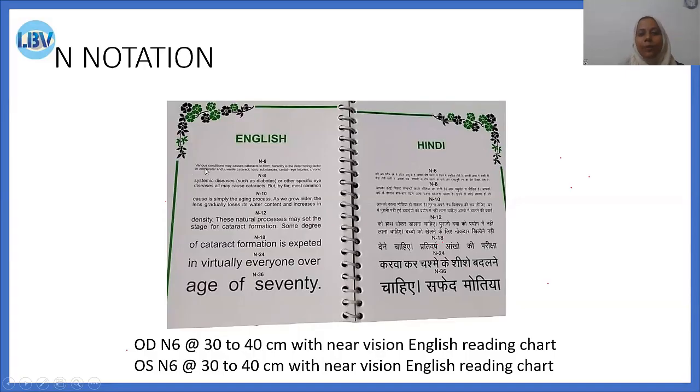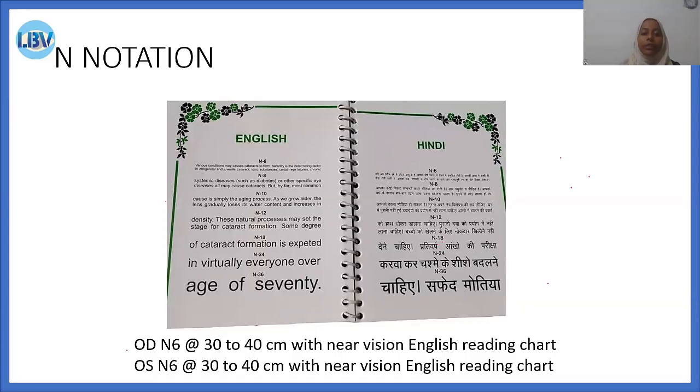So if the person is able to read this N6 line, how do we record it? We recorded, for example, the distance at which the patient read these lines was 30 to 40 centimeter. So you record it as OD, right eye, N6 at 30 to 40 centimeter with near vision English reading chart.